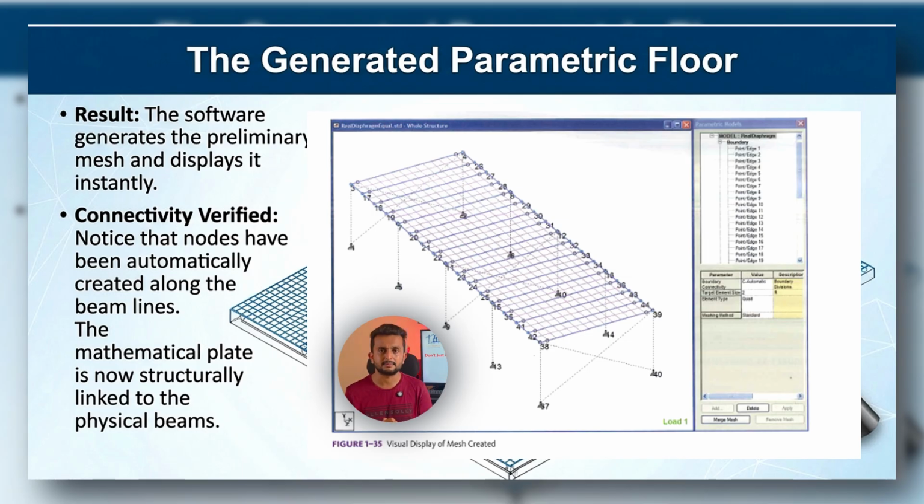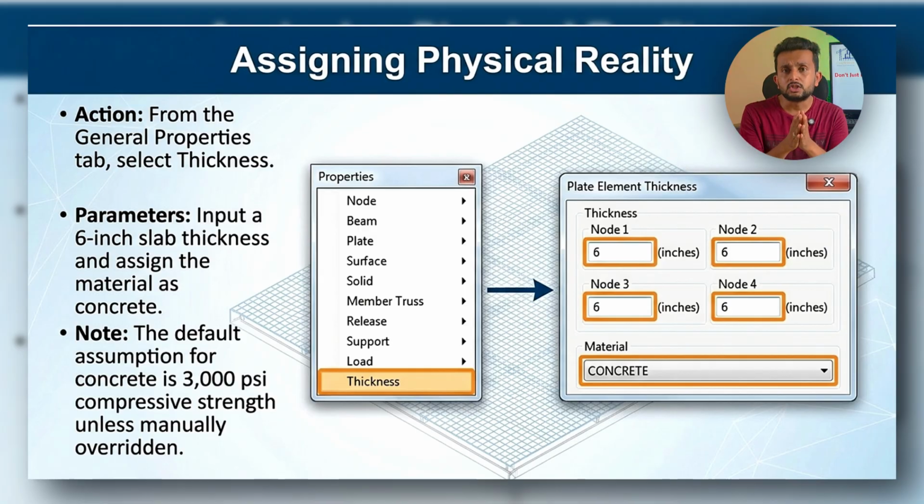the supporting beams. In the next step, from the general properties, select the thickness and input a 6-inch thick slab and assign the material as concrete. Note that STAAD's default concrete assumption is 3000 psi compressive strength unless you change it.